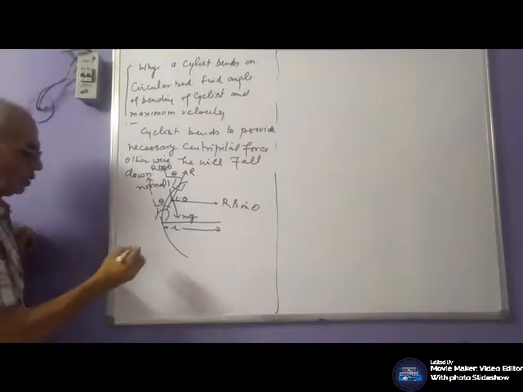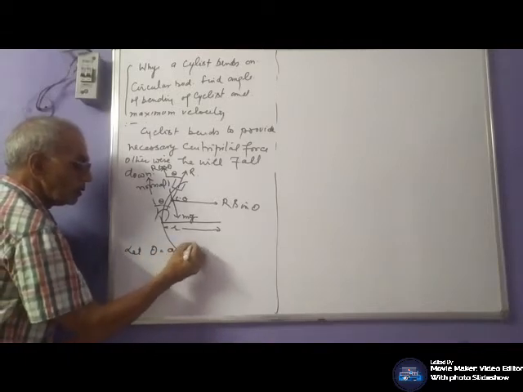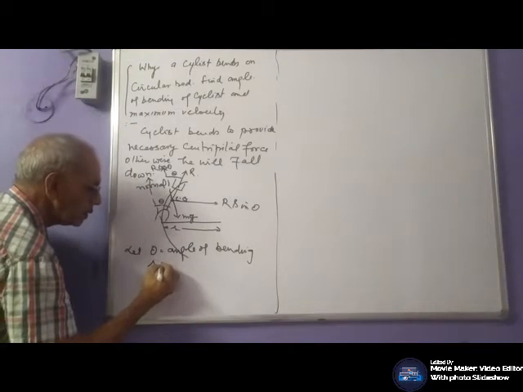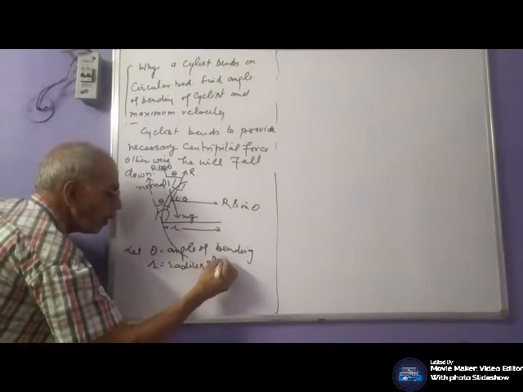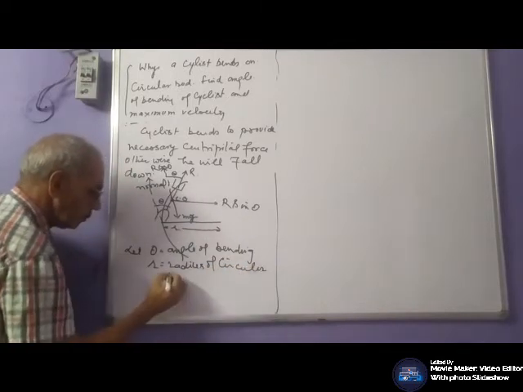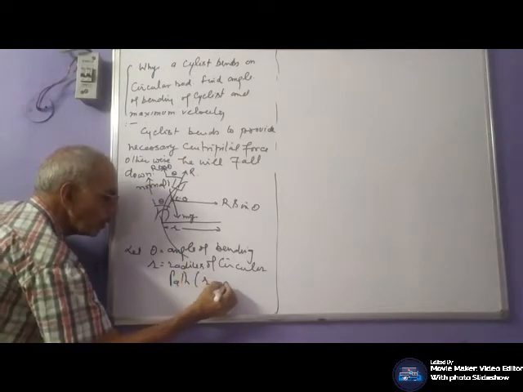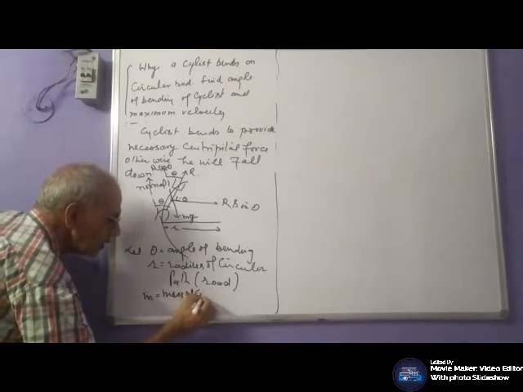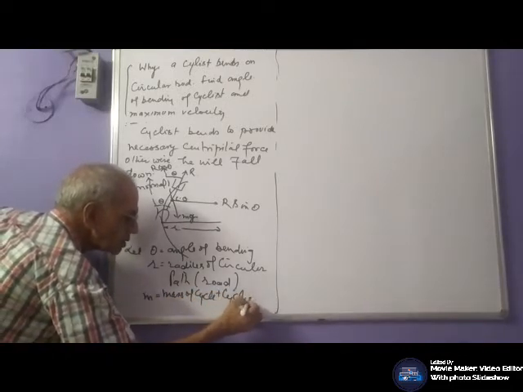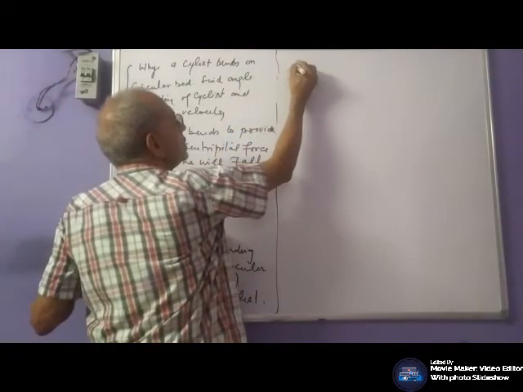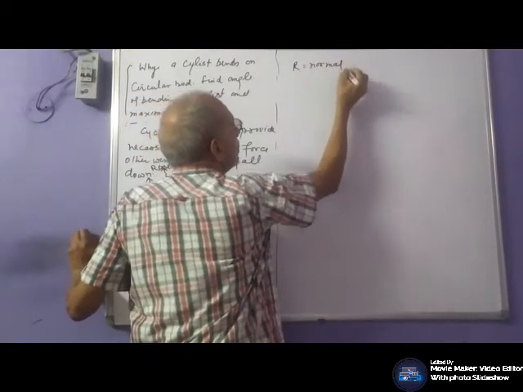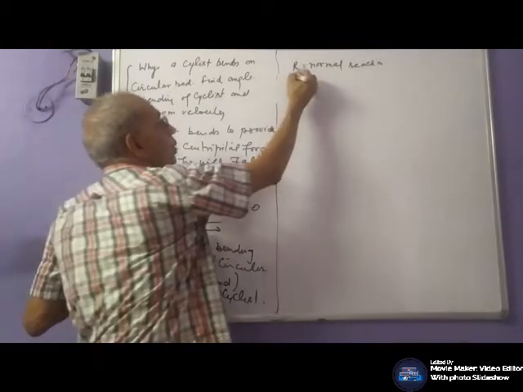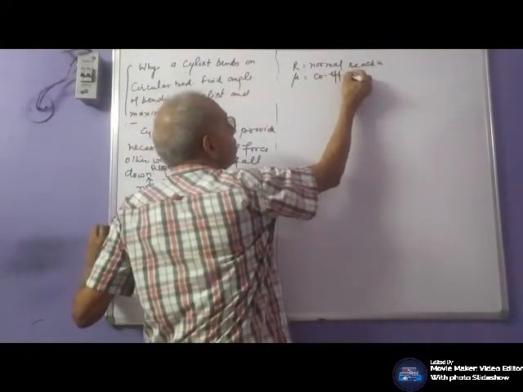Let theta be the angle of bending, R the radius of the circular path or road, whatever it may be, M the mass of cycle plus cyclist, R the normal reaction, mu the coefficient of friction.